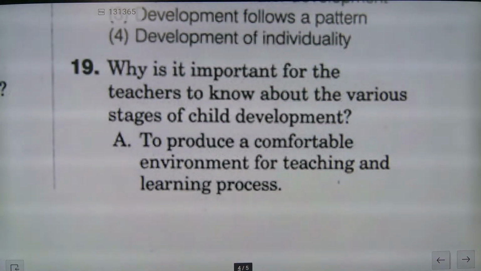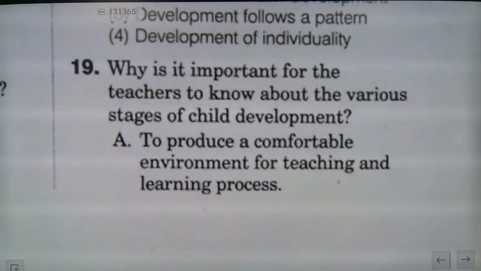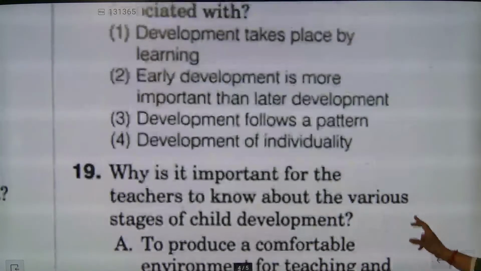Why is it important for the teachers to know about the various stages of child development, to produce a comfortable environment for the teaching and learning process?